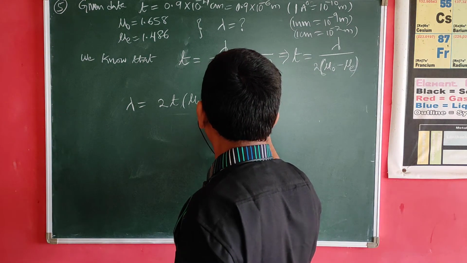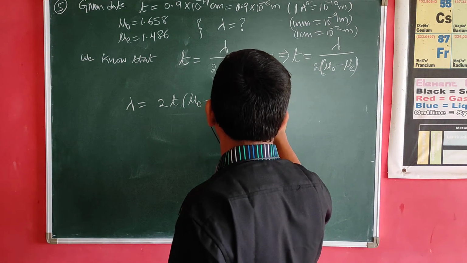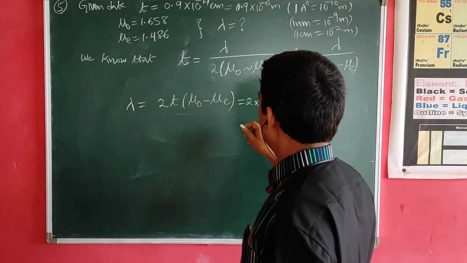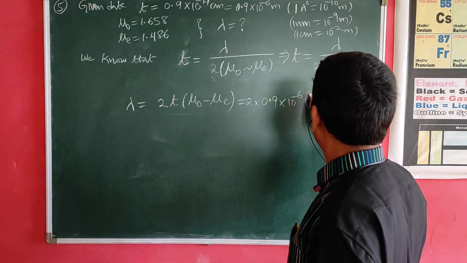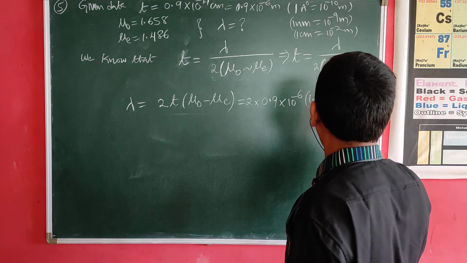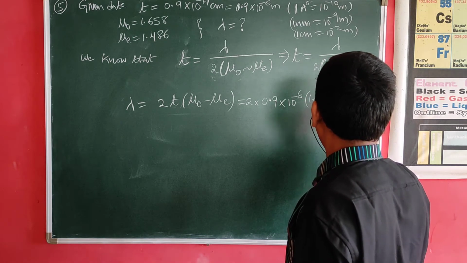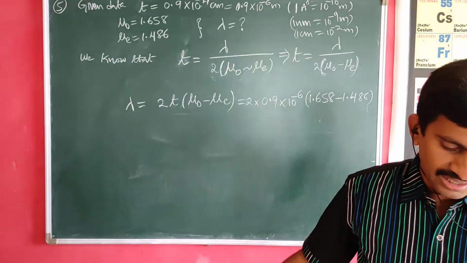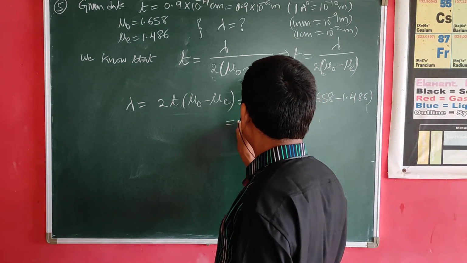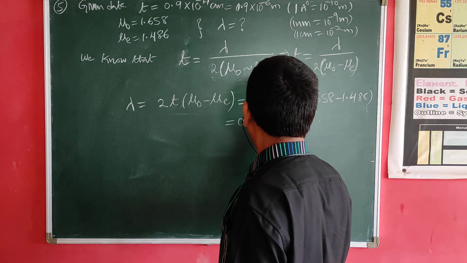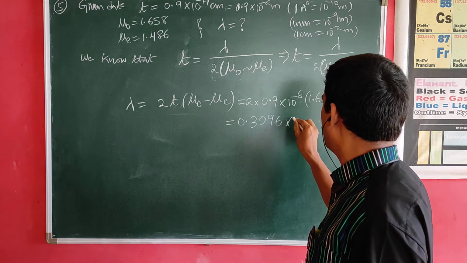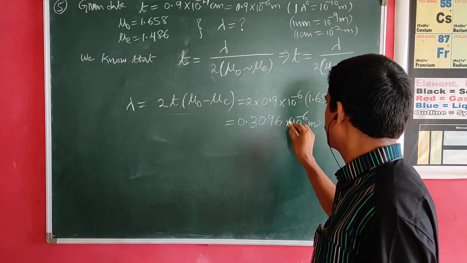That is 2 into the thickness value given, 0.9 into 10 power minus 6 meters, and then mu O 1.658 minus mu E 1.486. If you operate your calculator, you will obtain the answer as 0.3096 into 10 power minus 6 meters.